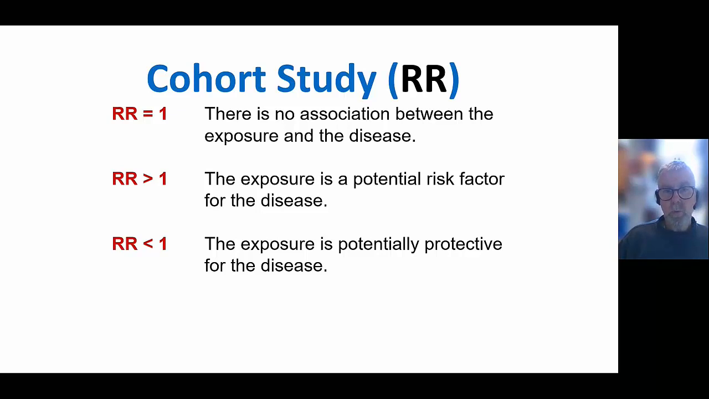If the risk ratio is 1 or is close to 1, then this is equivalent to the null hypothesis being correct, i.e. we would say there is no association between the exposure and the disease. If the risk ratio is greater than 1, then the exposure is a potential risk factor for the disease. And finally, if the risk ratio is less than 1, then the exposure is potentially protective for the disease.